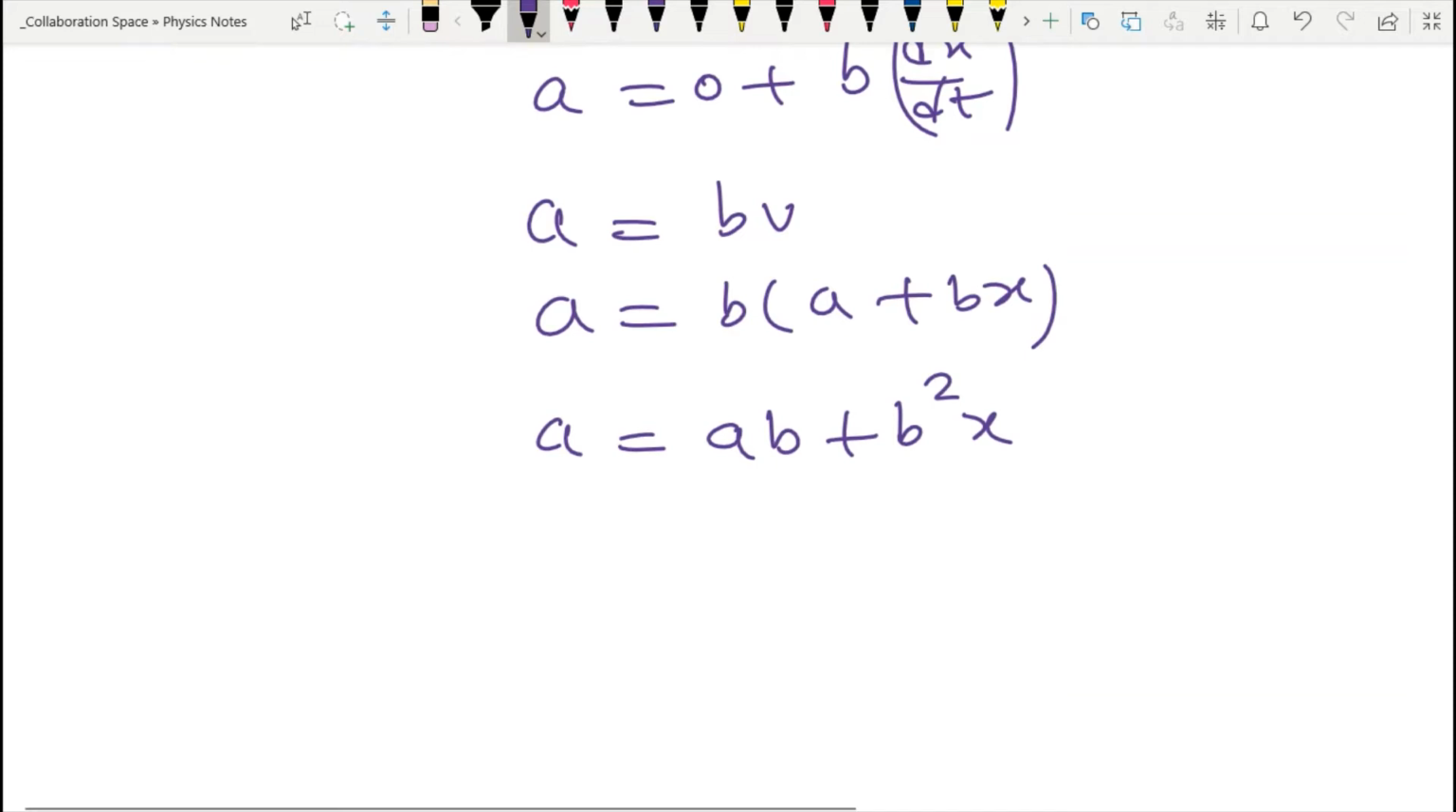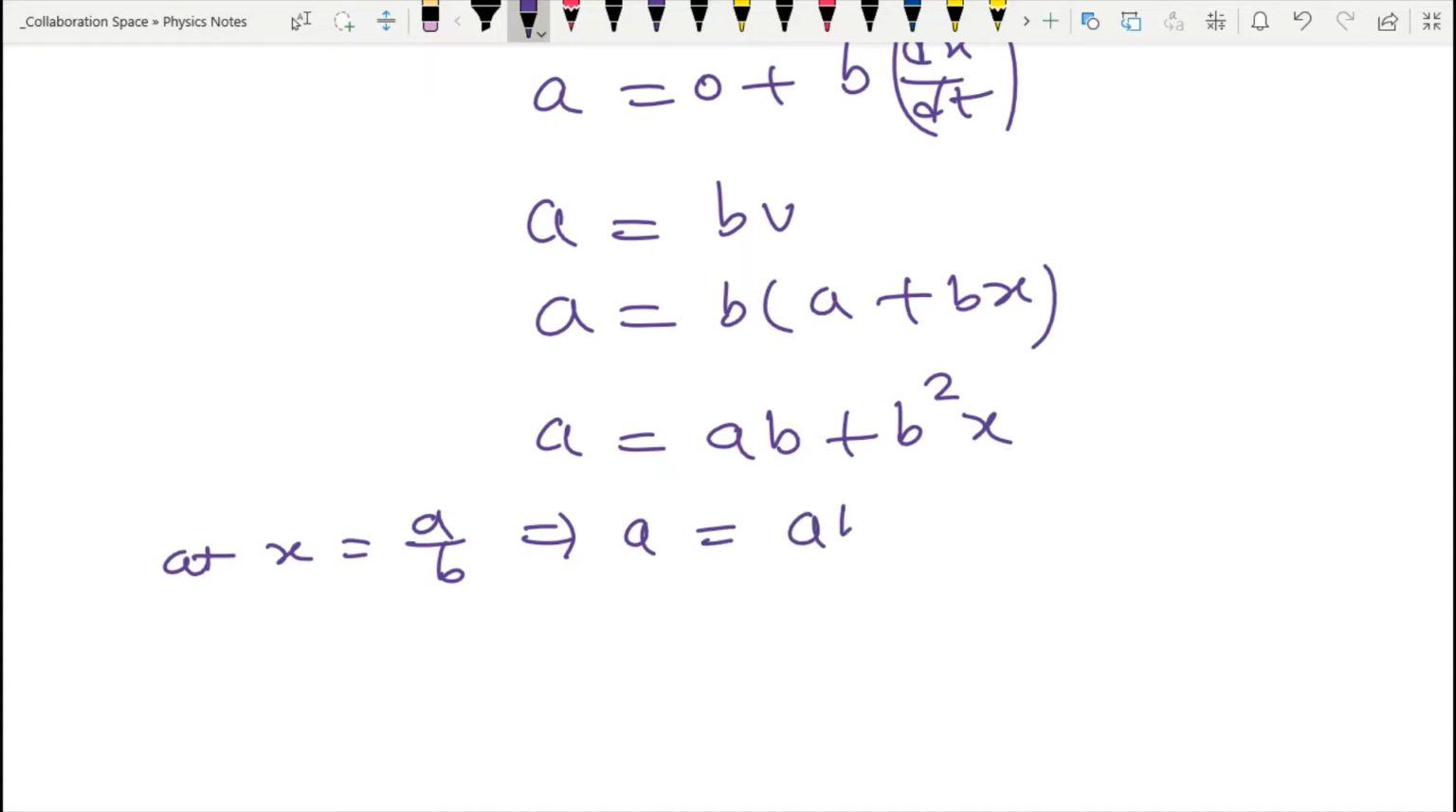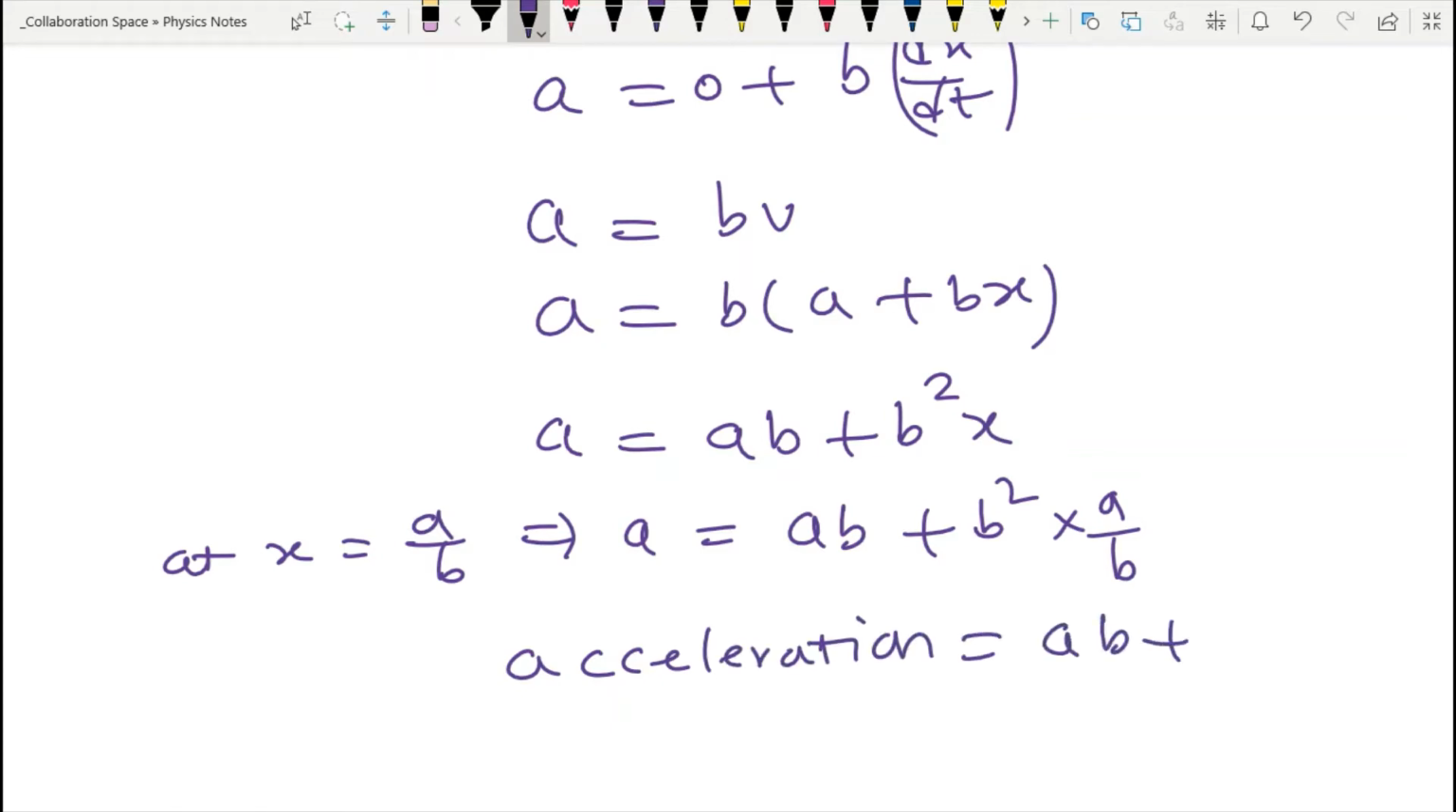But they are asking the acceleration at x is equal to a by b. What is the acceleration? ab plus b square into x, where x is equal to a by b you have to place, and acceleration is equal to ab plus ab. So that is equal to 2ab. So this is the answer for the given problem.